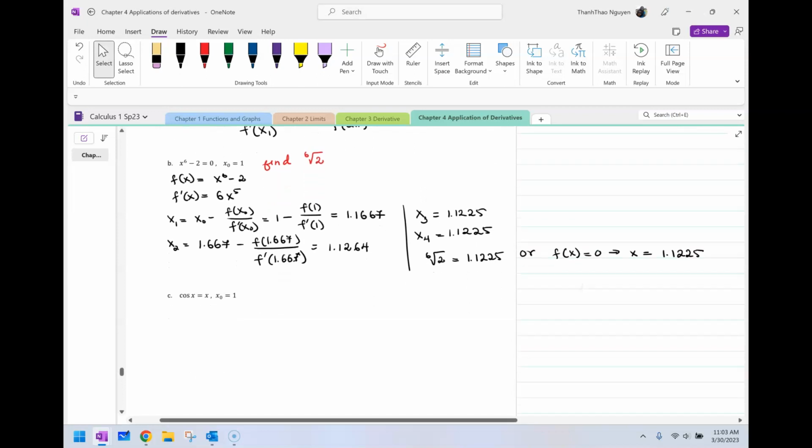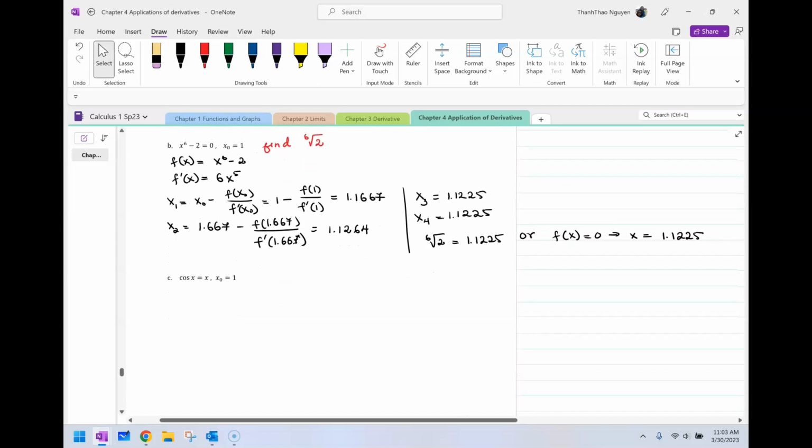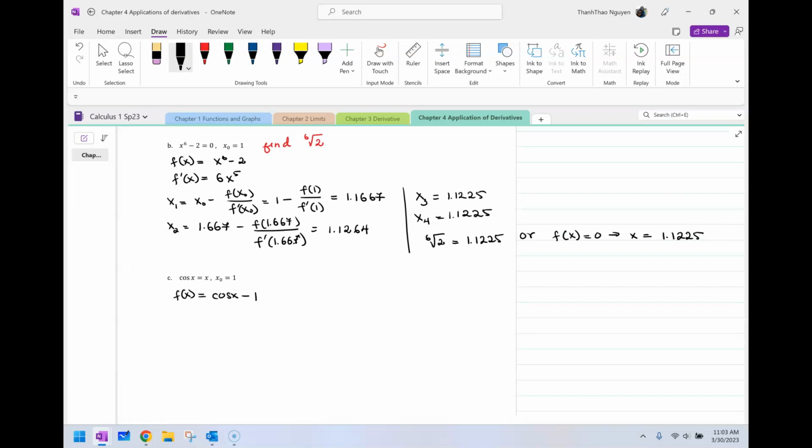You can use a similar method to find a solution for f of x equal to cosine of x minus x. The solution for this, x is equal to 0.7391 for f of x equal to 0.